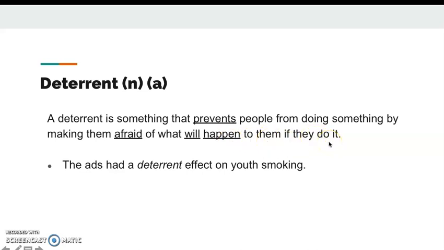I hope you have an idea of the word deterrent in Turkish in your mind. For example, the ads had a deterrent effect on youth smoking. So by watching these advertisements, young people tend to stay away from smoking.